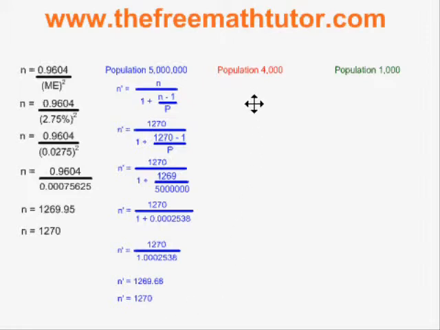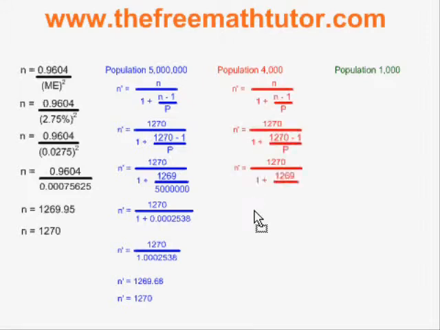Now let's try it again with the population of 4,000. Filling in the formula, our simplification looks like this. It results in a sample size of 964.13, which has been rounded off. But we have to round it off further. And we are finding out that we need a sample size of 965 in order to ensure that 2.75% margin of error. We have to round up, because if we round down, like we normally would, to 964, it's going to give us a margin of error that's slightly larger than 2.75%.